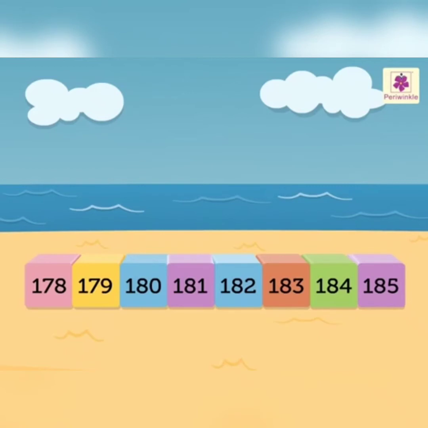Let us try one more example. Which 3 numbers come before number 182?